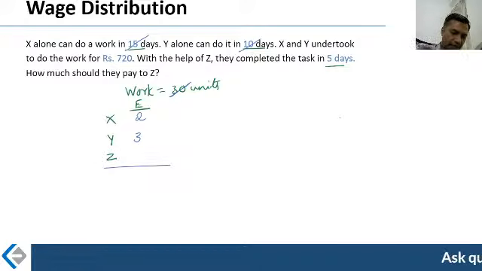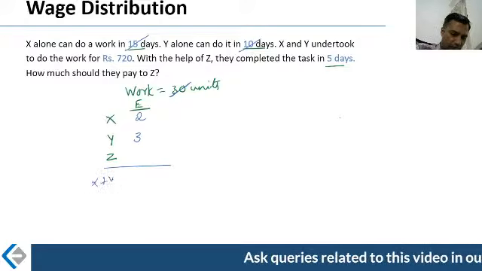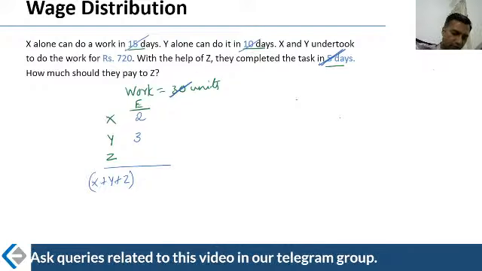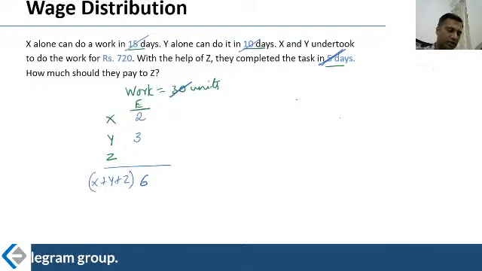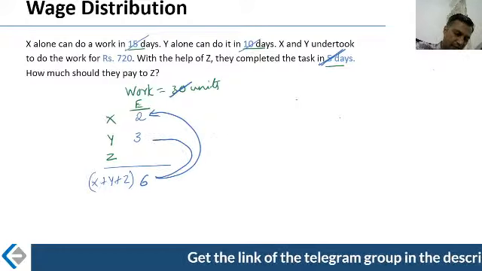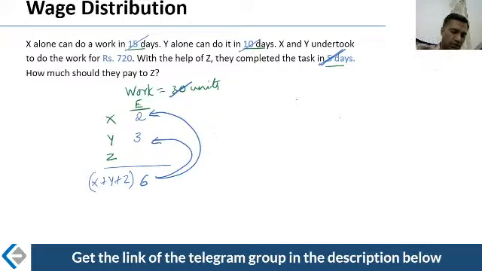Okay, what about the efficiency of X, Y, and Z put together? All three folks put together finished it in 5 days. That is 30 divided by 5. Therefore, they are doing 6 units per day. But the point here is, out of 6, the contribution of X is 2 units. The contribution of Y is 3 units. Therefore, what is the contribution of Z? The contribution of Z has to be the remaining 1 unit.